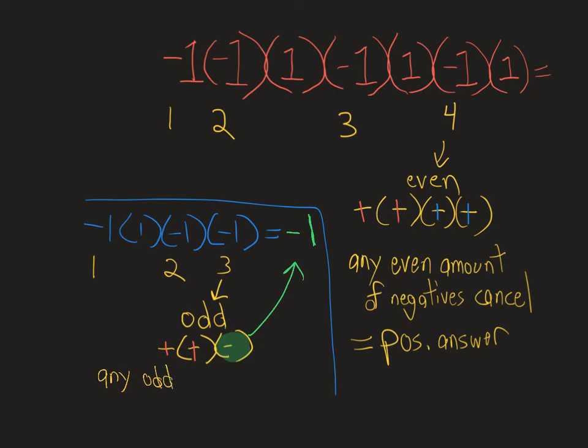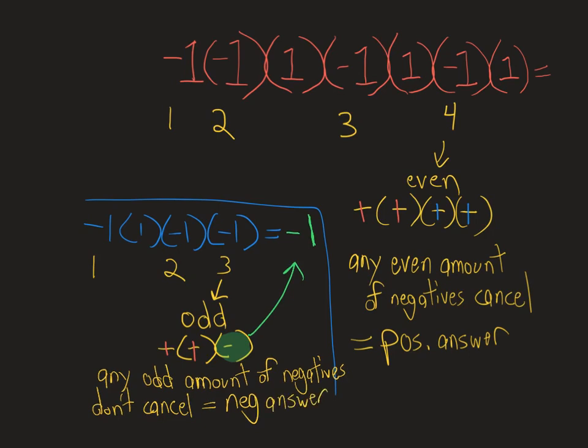Any odd amount of negatives, they don't all cancel. There's always somebody left over because it's an odd number. And that means you'll always have a negative answer. Okay, if you're not quite tracking, let's just do a couple practice problems, and I'll show you. It's actually really simple.